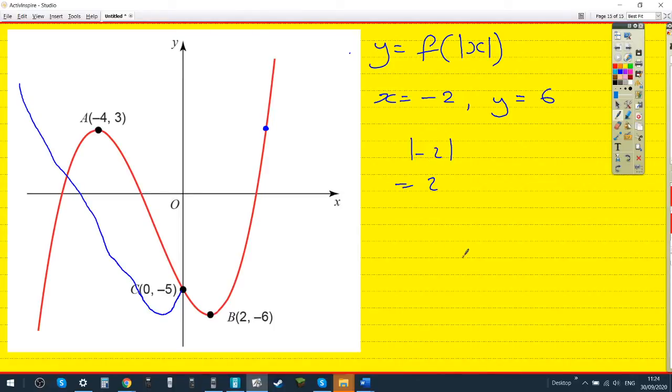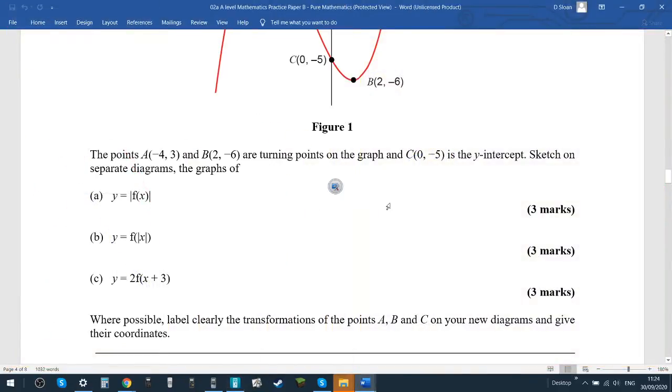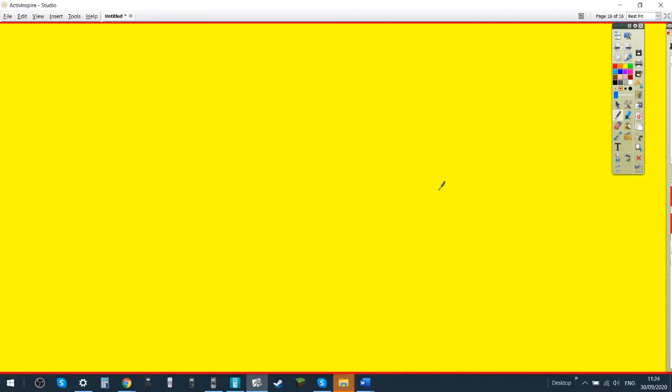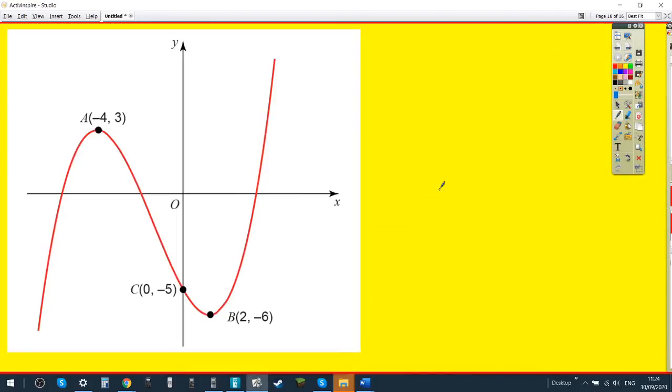Tricky stuff. Okay, and there was one more. 2f of x plus 3. There we go.